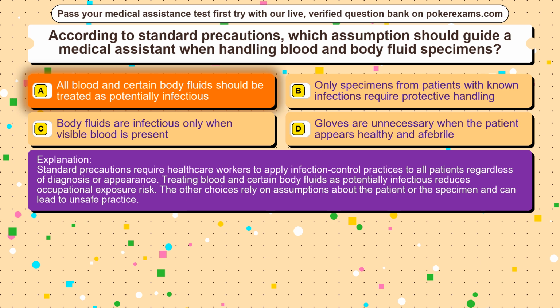Treating blood and certain body fluids as potentially infectious reduces occupational exposure risk. The other choices rely on assumptions about the patient or the specimen and can lead to unsafe practice.